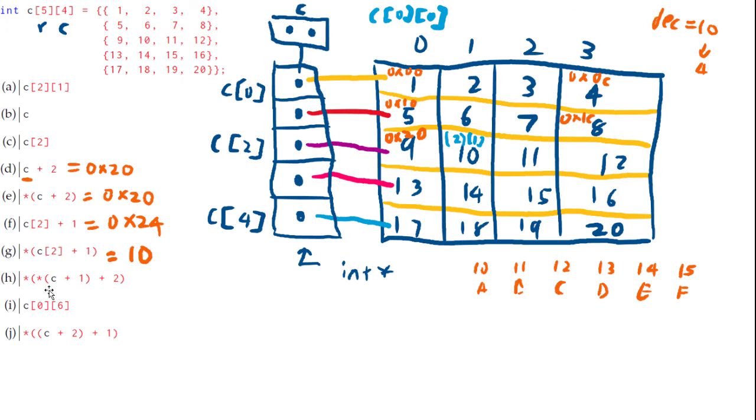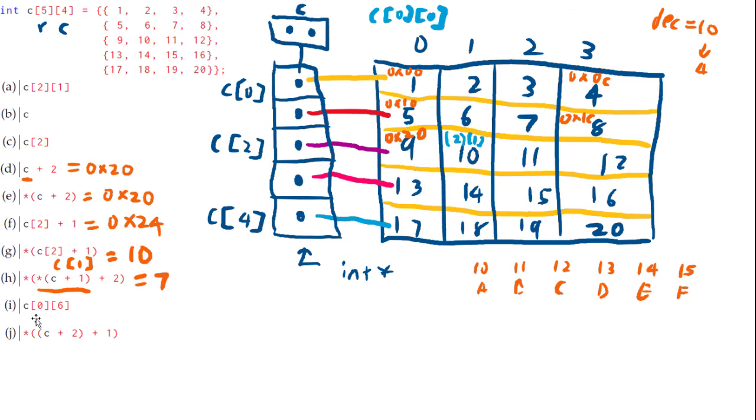Then let's look at this, the dereference of C plus 1. This one is actually the same as C1. So let's go to C1. When we dereference one time, we are at this address. So we advance two times, one time, two times. We are here. When we dereference it, what do we get? We get the value of 7.